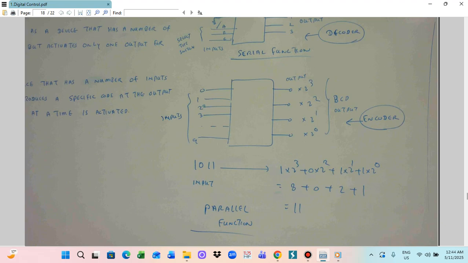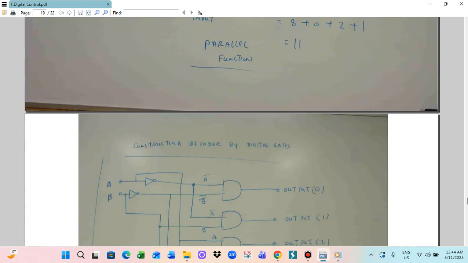Okay, so for example, you put the input code 1011. This is the input. So how will you use the output? The output will be 1 multiplied by 2 power 3 plus 0 multiplied by 2 power 2 plus 1 multiplied by 2 power 1 plus 1 multiplied by 2 power 0. Then you got the output. So that will be 8 plus 0 plus 2 plus 1. So that will be 11. You put the input 1011, the output comes out 11. This function is the encoder function.